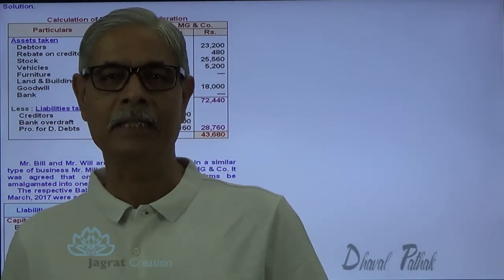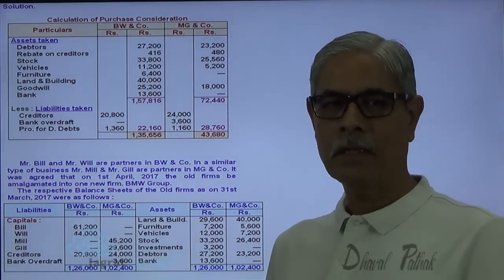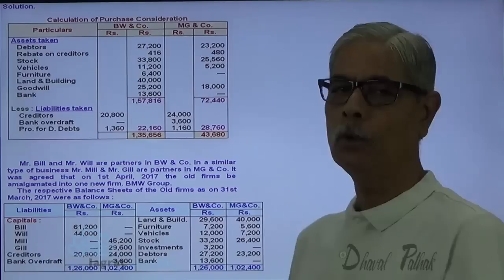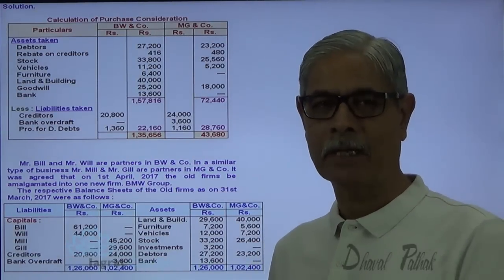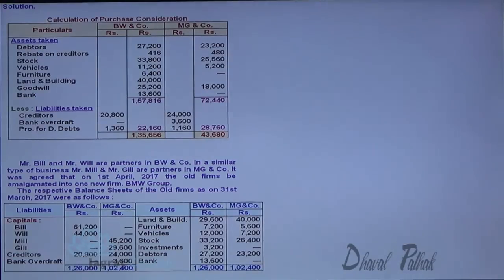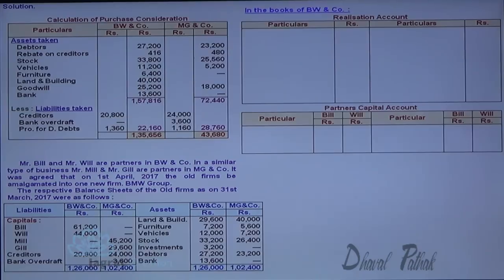Now after preparing this purchase price, I want to prepare the ledger accounts in the books of BW company. For that, I am required to prepare the realization account and partners' capital account. Let me start with that. So in the books of BW, here I prepare the realization account. Here, partners' capital accounts, Bill and Bill.